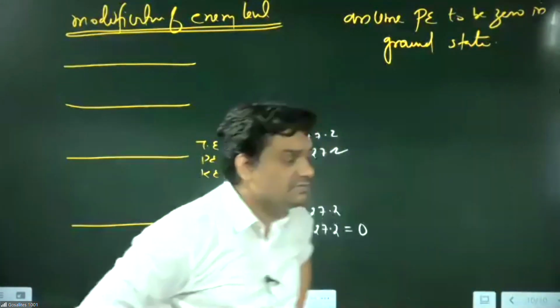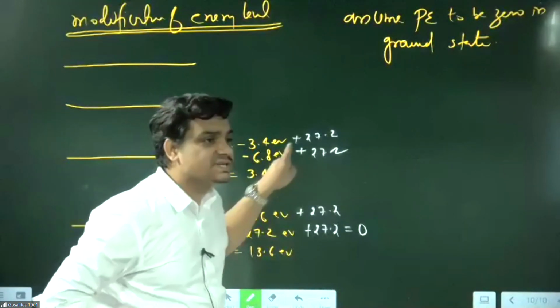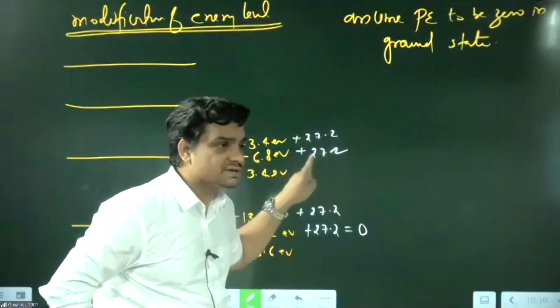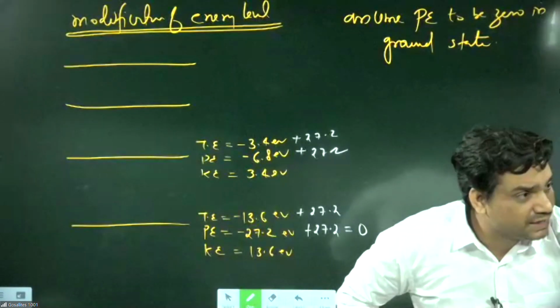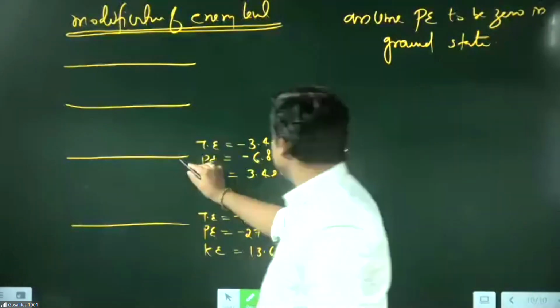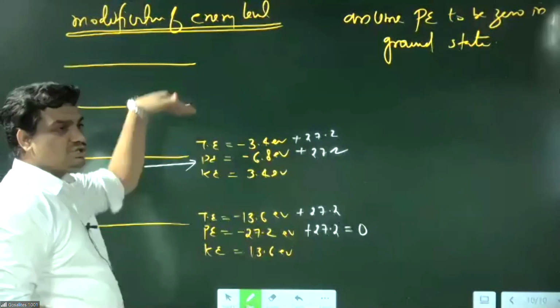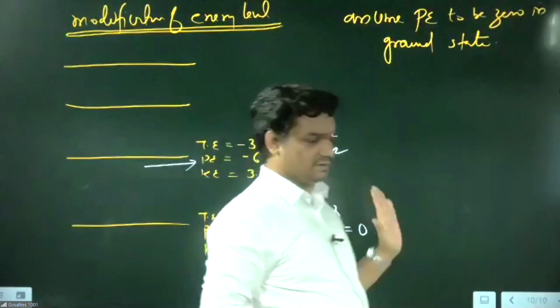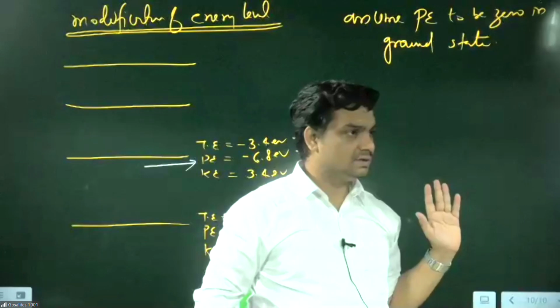Okay. If I say assume potential energy to be zero in the first excited state, then how much will you add? You will add 6.8 everywhere. Okay. Assume potential energy to be zero in this first excited state, then you have to add 6.8 everywhere. Clear? Yes.